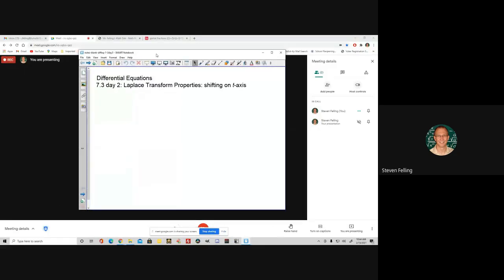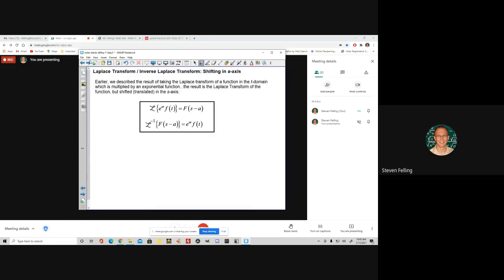All right, this will be the video for differential equations, section 7.3, day, actually, this is labeled wrong, this is day 3. So let me change that. This is day 3. And this is going to be the last of the Laplace transform properties that we talk about. This is shifting on the t-axis. We talked about shifting on the s-axis in day 1. Day 2, we talked about how the unit step function works. And now we're going to talk about how we can use that unit step function to shift on the t-axis and the Laplace transform properties of that. All right. So that's actually the 3rd day.